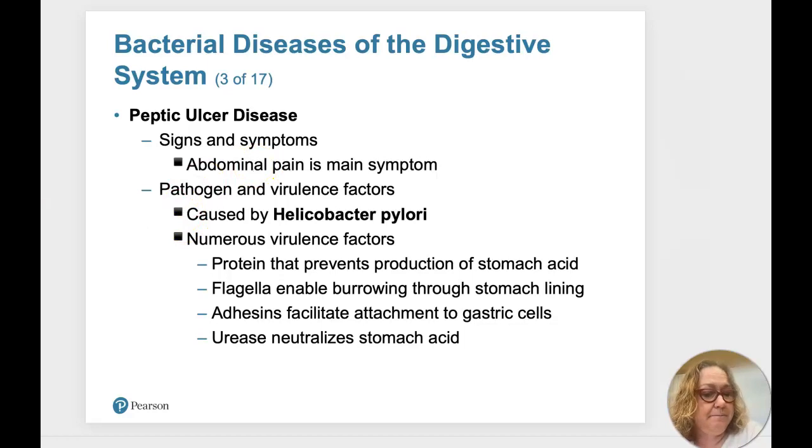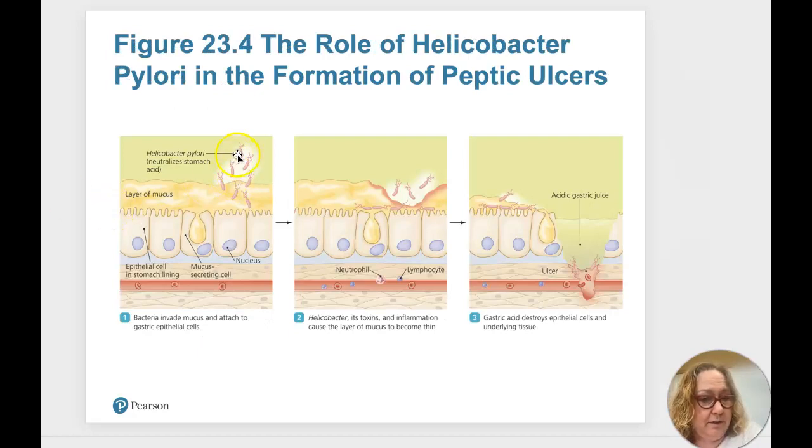Peptic ulcer disease. This is by H. pylori. So abdominal pain is the main symptom. You have an ulcer, essentially, and that is actually caused by a bacteria. It begins with a bacteria. It's caused by Helicobacter pylori. It looks a little bit like this. H. pylori enters your stomach, neutralizes the stomach acid. So again, you don't have a lot of bacteria in your stomach because you have a lot of stomach acid.